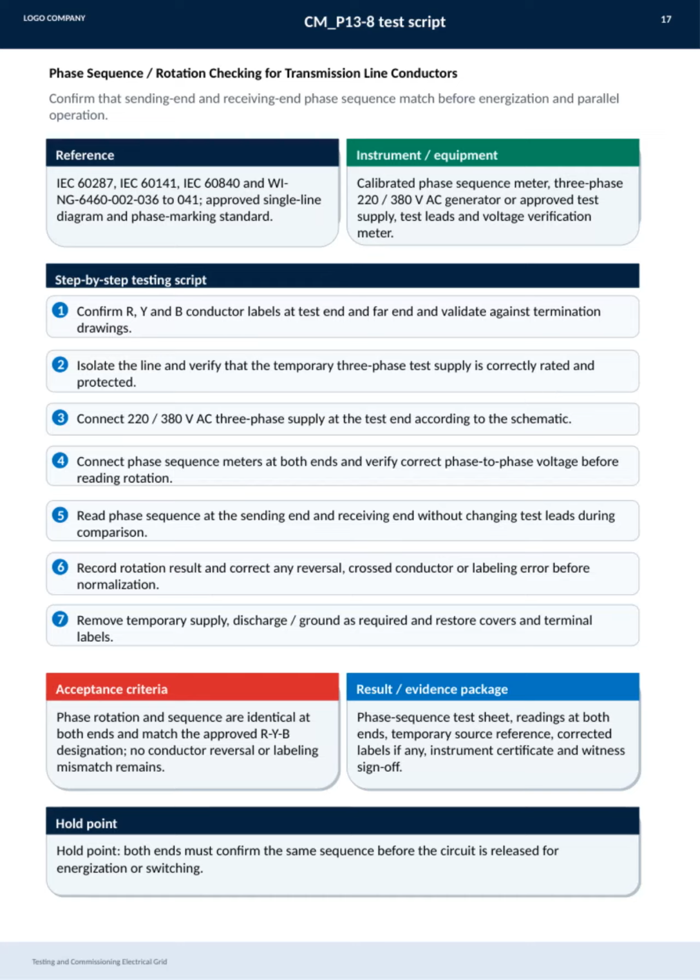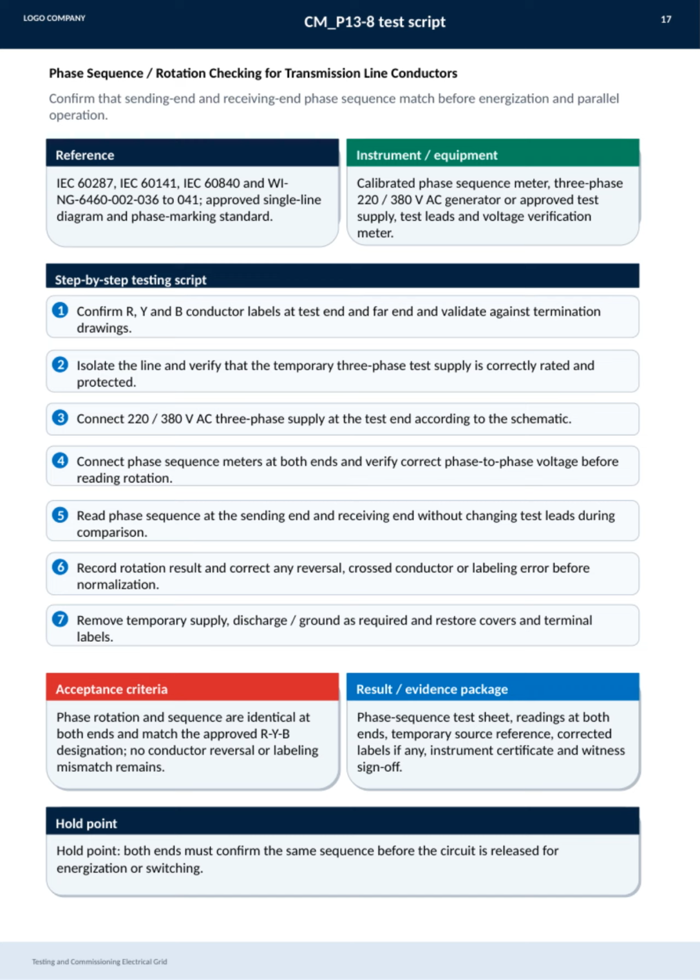On this slide, we focus on the crucial step of checking phase sequence and rotation for transmission line conductors during testing and commissioning of the electrical grid. The main goal is to confirm that the sending end and receiving end phase sequences match perfectly before any energization or parallel operation. We base this procedure on standards like IEC 60287, 60141, and 60840, along with the approved single-line diagram and phase marking standard.